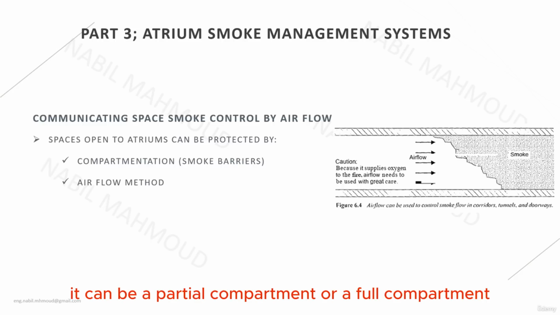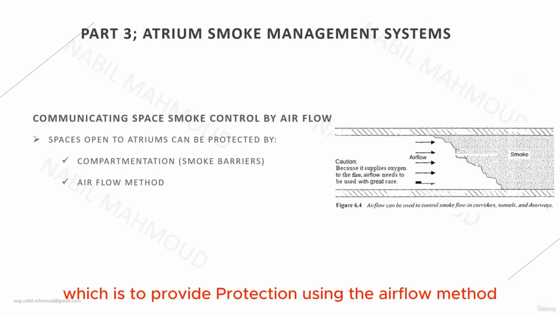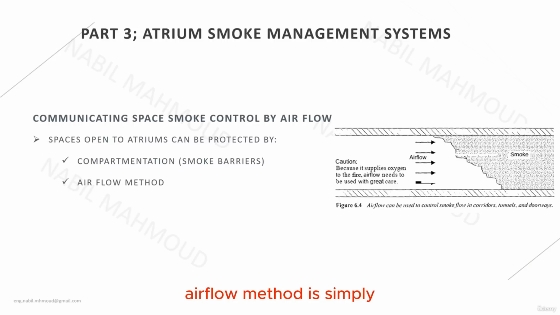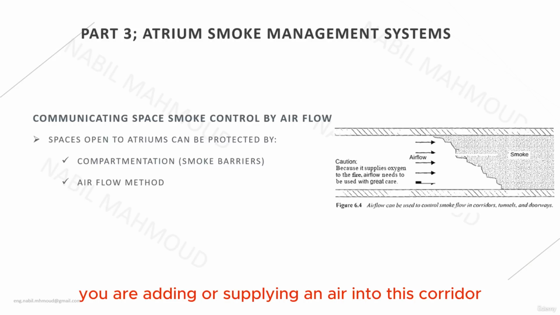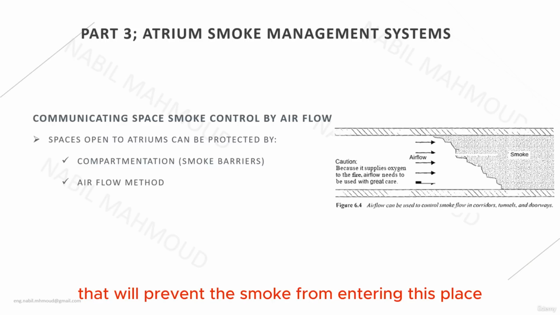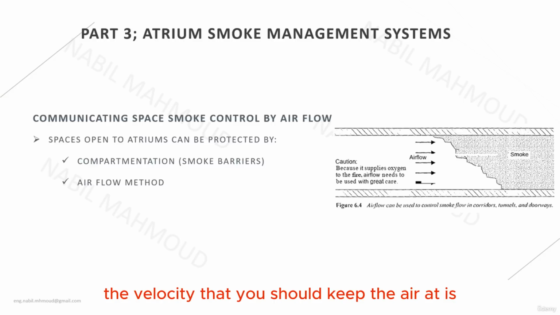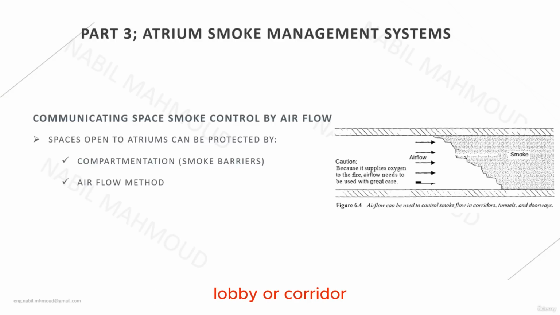It can be a partial compartment or a full compartment that can close on the detection signal in case of a fire scenario to isolate this corridor completely. And the second method is to provide protection using the airflow method. The airflow method is simply supplying air into this corridor to provide a sufficient velocity and a sufficient air displacement that will prevent the smoke from entering this place. And usually the velocity that you should keep the air at is 1 meter per second to prevent the smoke from infiltrating into this common lobby or corridor.